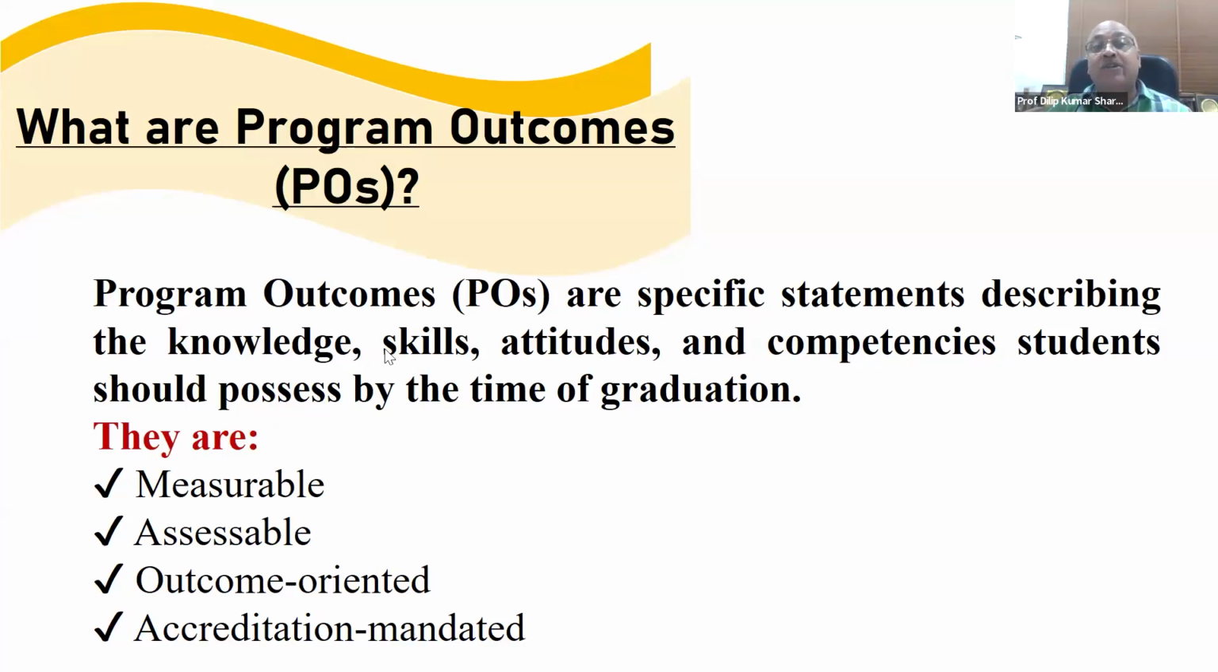So what is a program outcome? Program outcomes are specific statements describing the knowledge, skill, attitude, and competency students possess by the time of graduation. So that is called the program outcome. This must be measurable, it must be assessable, it must be outcome oriented, and certainly, according to the Washington Accord, it is an accreditation mandate.